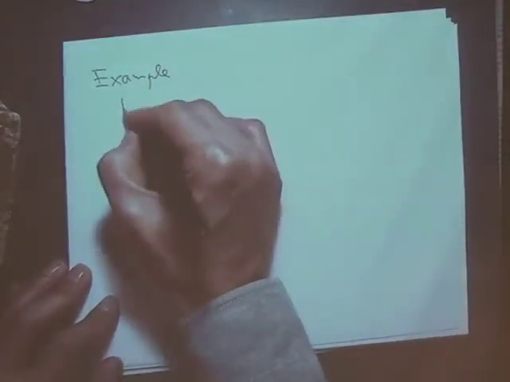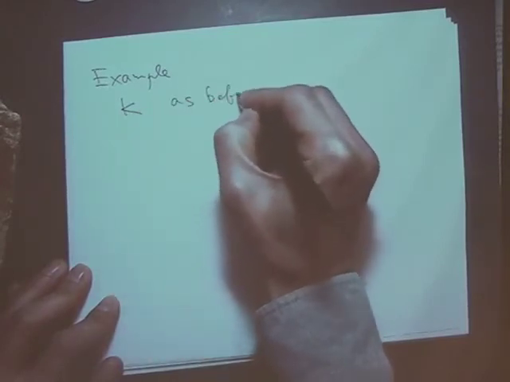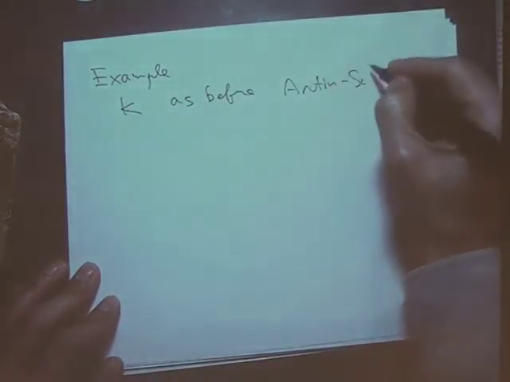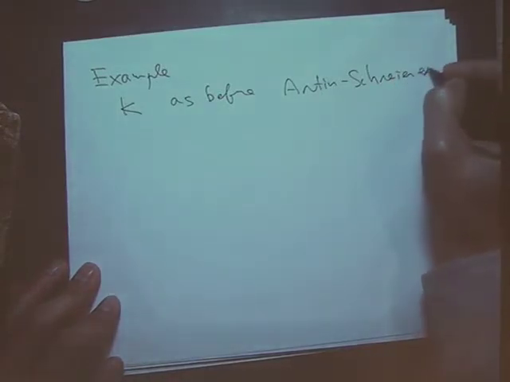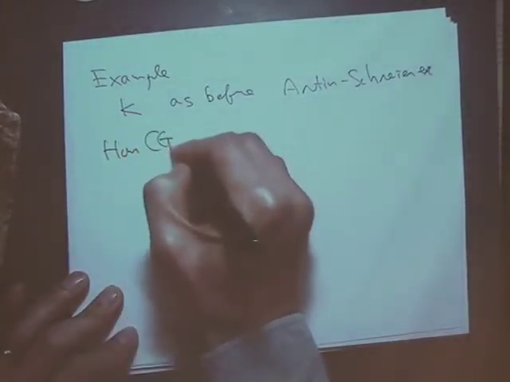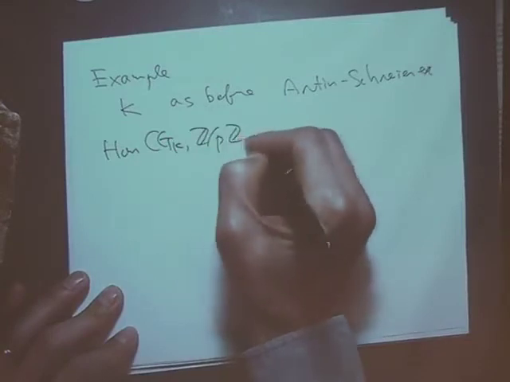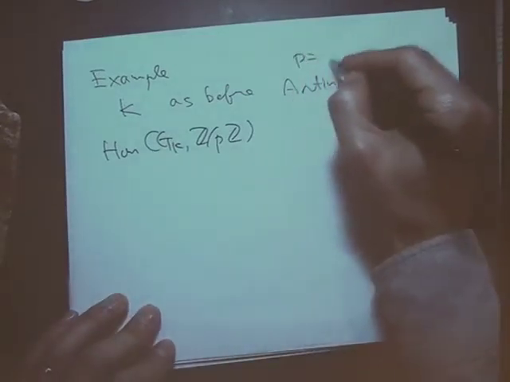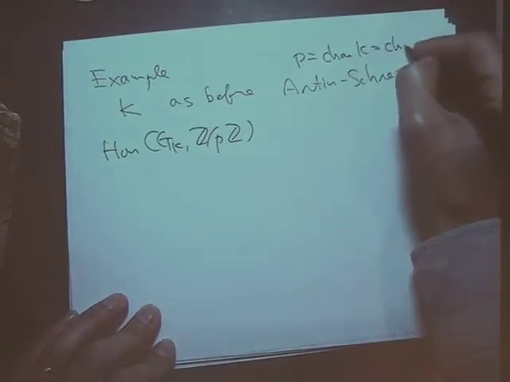Okay, so let me give you a concrete example here. K will be as before, and we study the Artin-Schreier equation, Artin-Schreier extension. So the character of the absolute Galois group into the cyclic group of order p. So p is the characteristic of K. So we are in the equal characteristic situation.